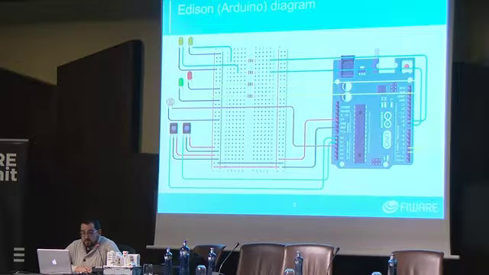Here you will find a diagram of the hardware, how the hardware is connected to the Intel Edison. You will find that the image on my right is really an Arduino Uno, but as I told you before, the Arduino and Intel Edison have the same input-output scheme, so you can use them interchangeably.